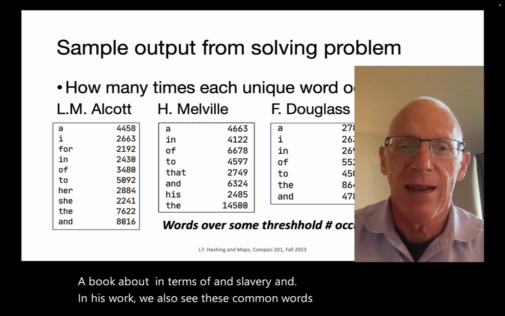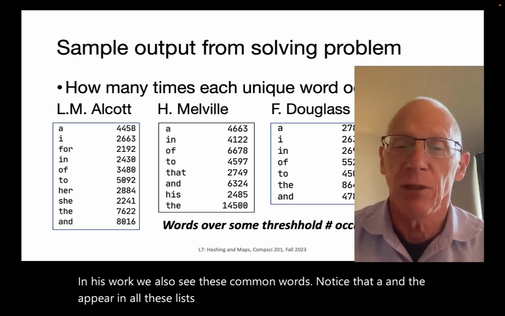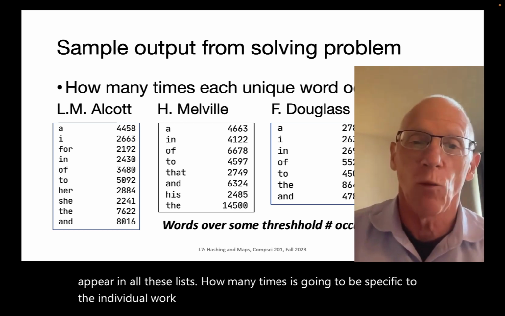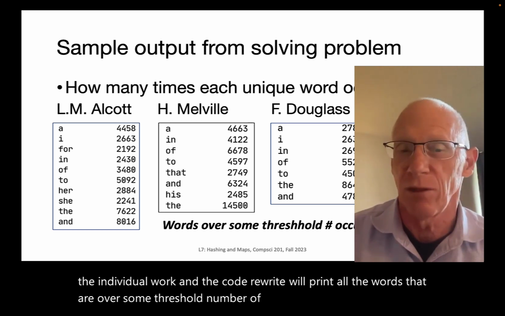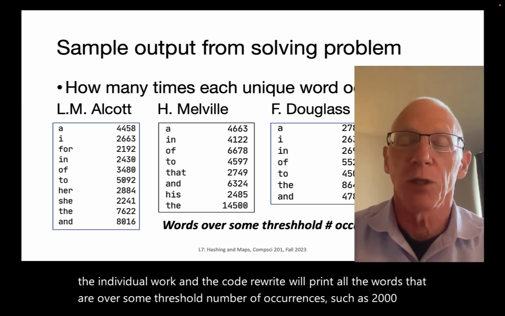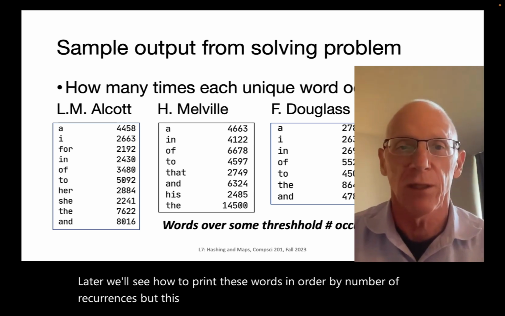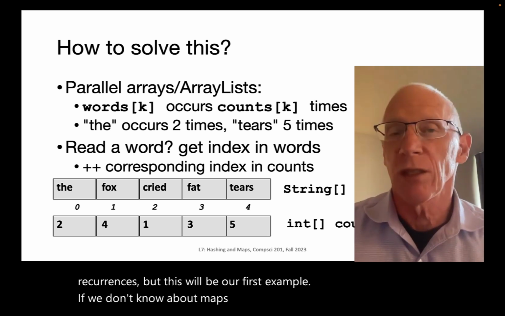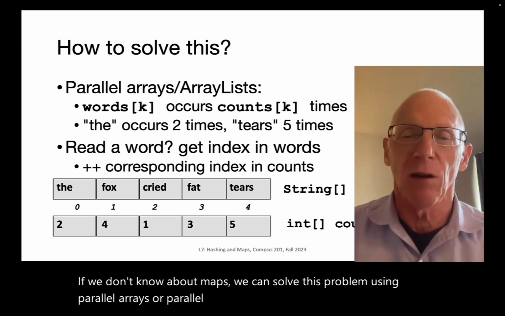Notice that A and the appear in all these lists. How many times is going to be specific to the individual work. And the code we write will print all the words that are over some threshold number of occurrences, such as 2,000. Later we'll see how to print these words in order by number of occurrences, but this will be our first example. If we don't know about maps, we can solve this problem using parallel arrays or parallel array lists.